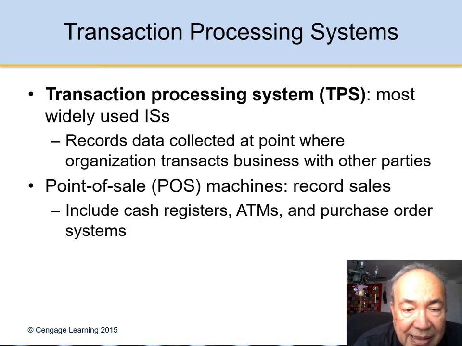Now, transaction processing systems are the most widely used in IS. This is like accounting, recording data collected at the point where an organization transacts business with other parties, the point of sale. Recording sales includes cash registers, ATM machines, and purchase orders. So this is a transaction processing system, one of the examples of a system.